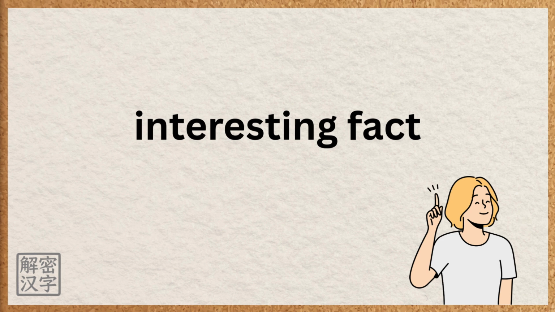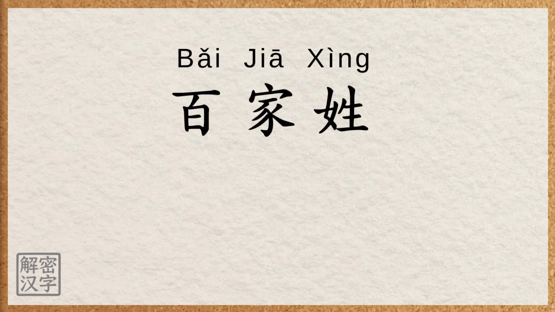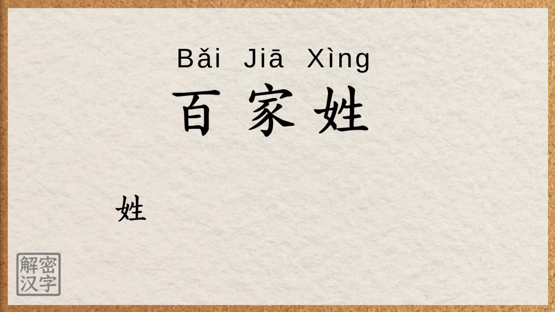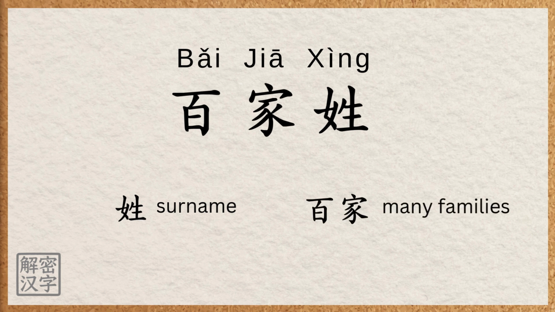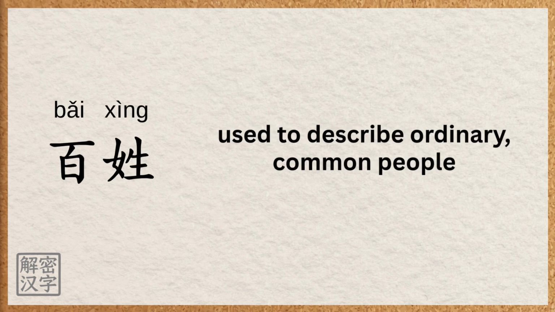Here's an interesting fact. As you may know, there are many, many family names in China, probably several hundred common ones. We use the term 百家姓 to refer to all Chinese surnames as a whole. In this phrase, 姓 means surname, and 百家 means many families. Put together, 百家姓 simply refers to all the surnames. On the other hand, the term 百姓 is used to describe ordinary, common people.